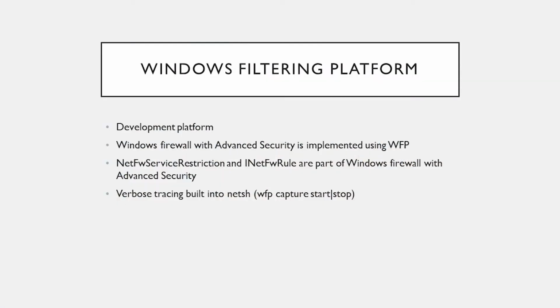Luckily, we have the Windows Filtering Platform, a development platform for developers to apply service restrictions. And Windows Firewall with Advanced Security, the one we're familiar with, is implemented using WFP. There are APIs for setting the service restriction, and WFP has a very rich tracing capability, and it can capture very robust log information in an XML file, so it's human readable.